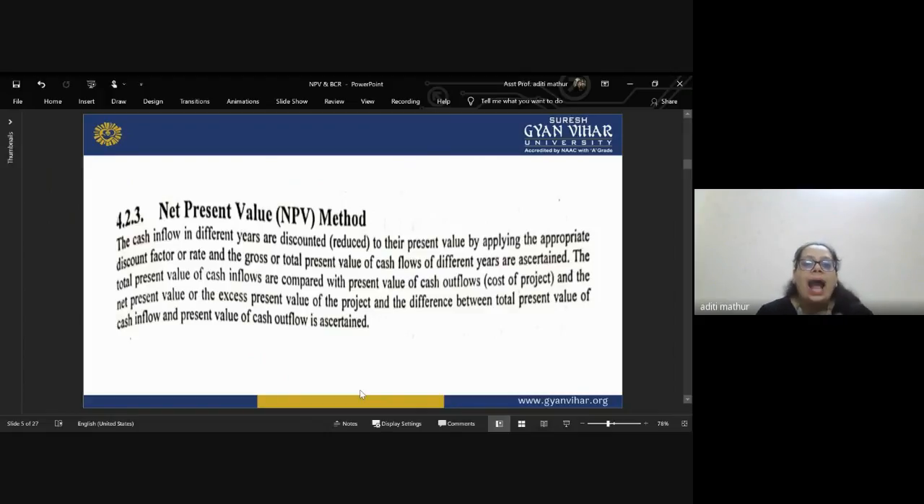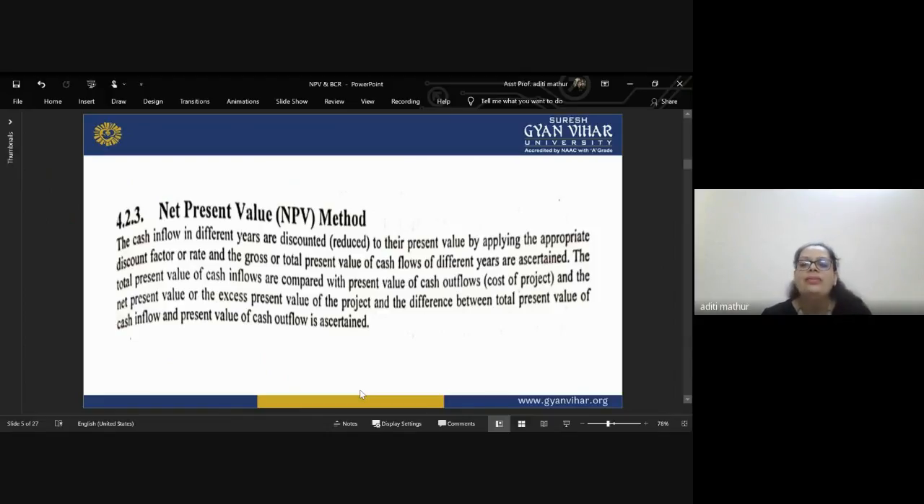So the cash inflows in different years are discounted or reduced to their present value by applying the appropriate discount factors or rate, and then the total present value of cash inflows of different years is ascertained. For every year the project will yield money, or the life of that project or machinery, all that earning which you are estimating is discounted to the present value with the help of the formulas.